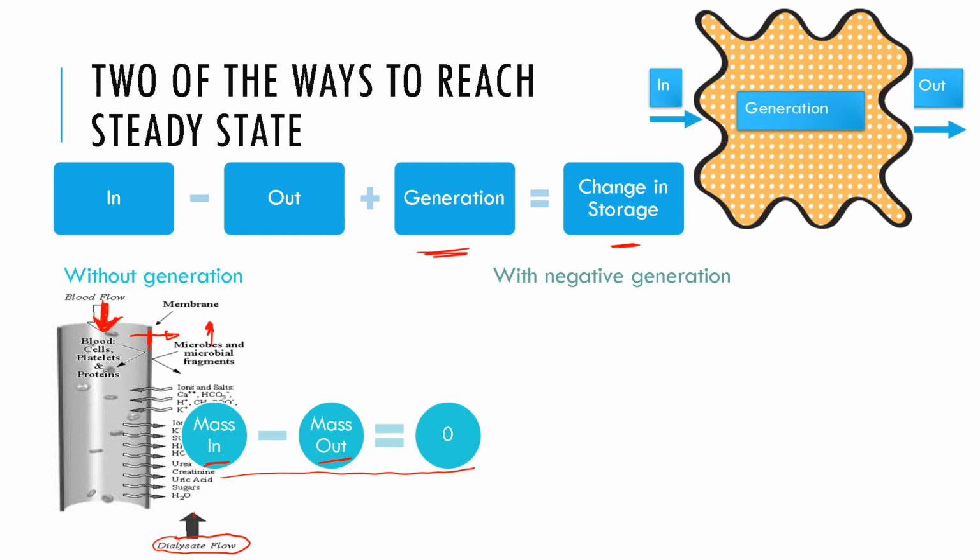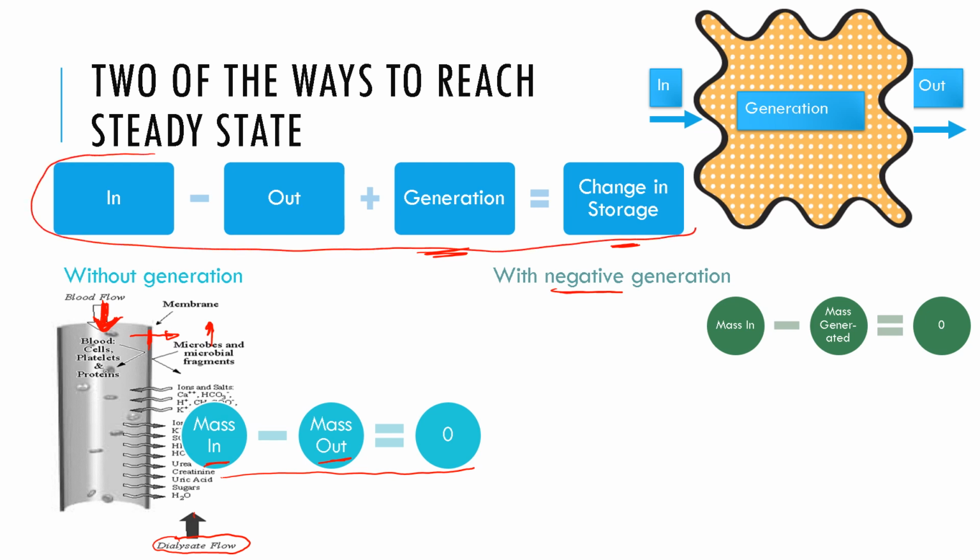In another situation with generation, and in this case negative generation, we can see that we can reach a steady state from this equation with in minus generated equal to 0. So we have in coming in and we have generated, but it's a negative generation, and so together it can lead to a steady state. So it's sort of in and generation, they match.